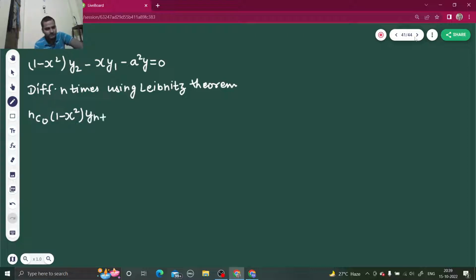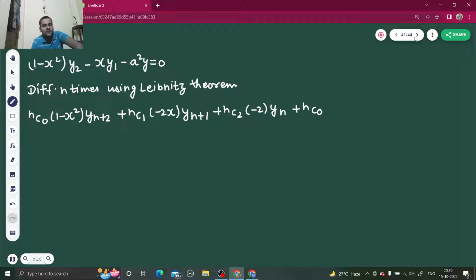So you get yn+2, then you get nc1, then derivative of this will be -2x, then decrease derivative by 1, so yn+1, then again nc2, again differentiate this -2x, so you get -2, decrease this derivative again by 1, so you get yn. Do the same with the second term, so nc0, differentiate y1 n more times, so yn+1, and this -x as it is, plus nc1, derivative of -x is -1, make derivative 1 less, so this becomes yn. Now if you differentiate it once more, it will become 0. Same was true for the last one also.